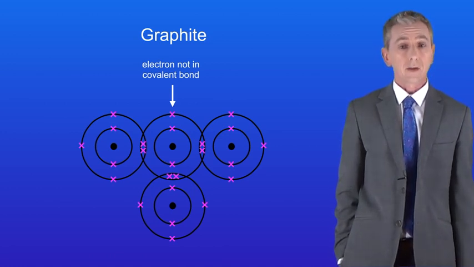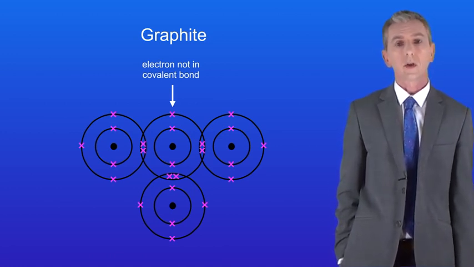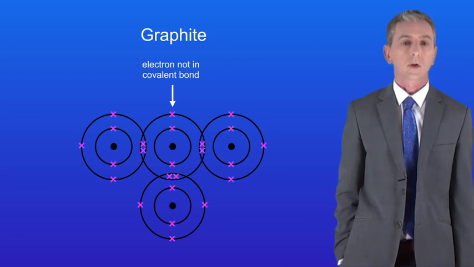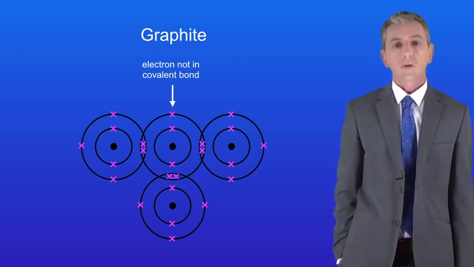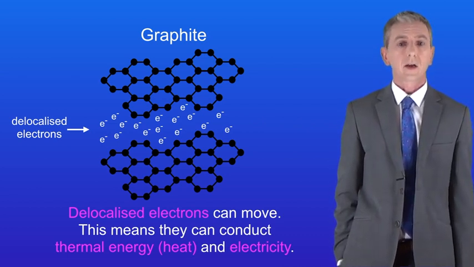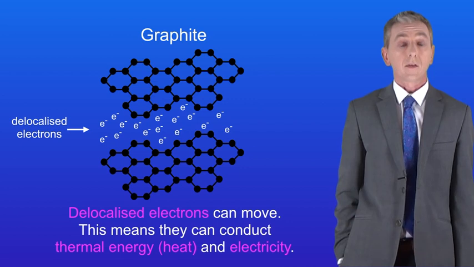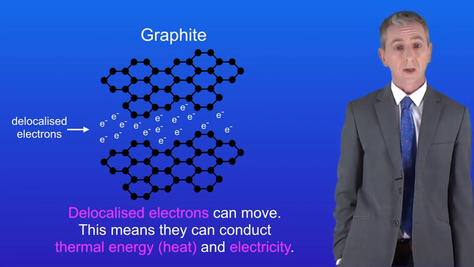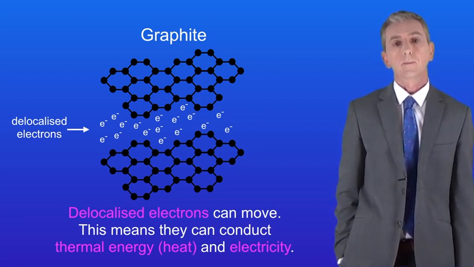These electrons are released from the carbon atoms, and scientists call these delocalized electrons. I'm showing you the delocalized electrons here. Now, the key fact is that these delocalized electrons can move. This means that they can conduct thermal energy, in other words heat, and also electricity.